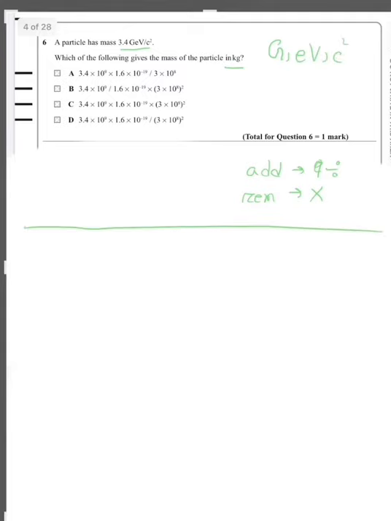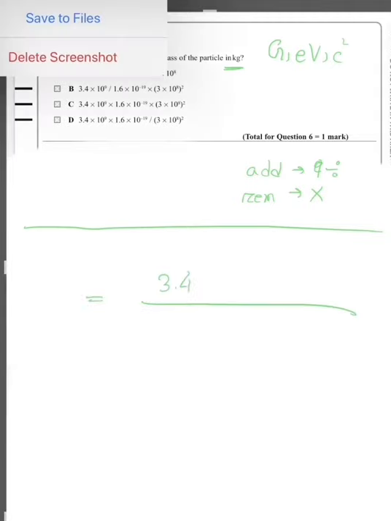Number 6. A particle has mass 3.4 giga-electron-volt per c squared. Which of the following is the mass of the particle in kg? To get the mass of the particle in kg, we need to get rid of the prefixes. As I had said earlier, to add a prefix we divide, and to remove a prefix we multiply. Giga is a prefix, electron volt and c squared are also units we need to remove. If we get rid of giga-electron-volt per c squared, we would get the mass of the particle in kg. This question is quite repetitive, so let's see.